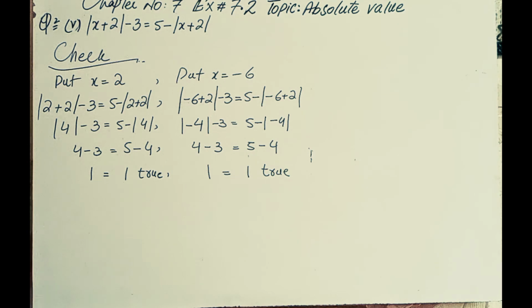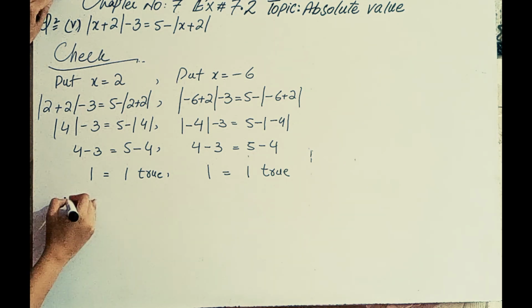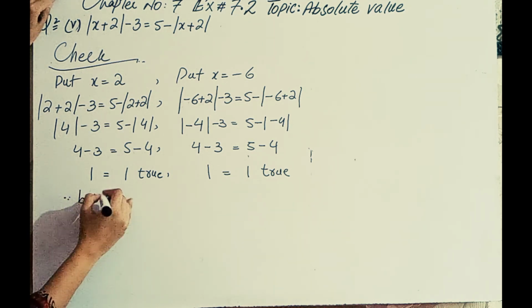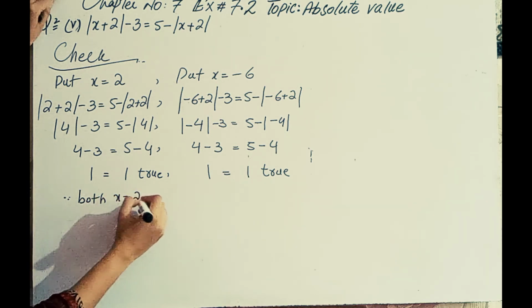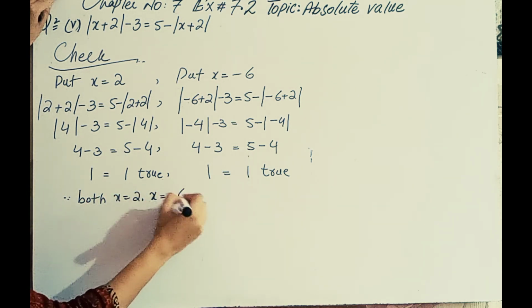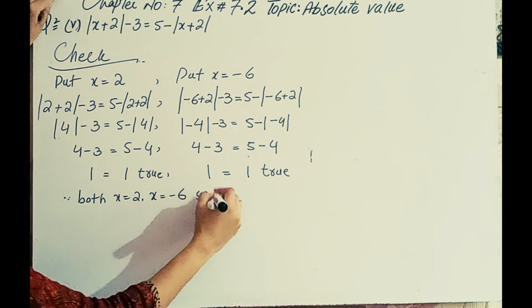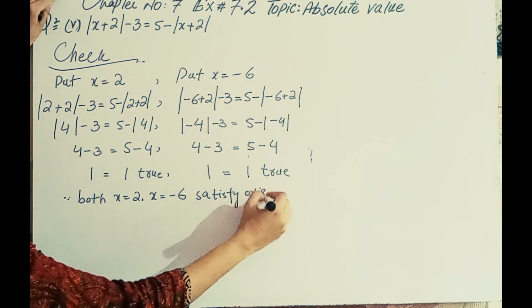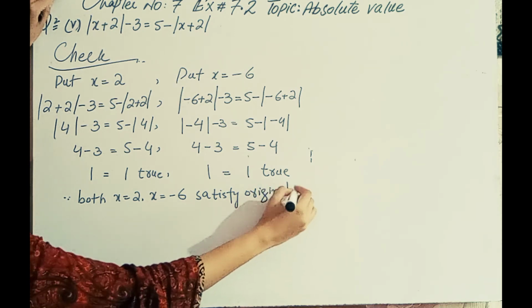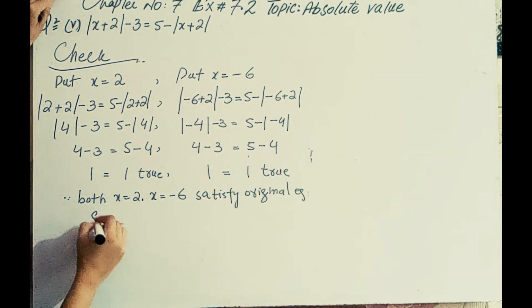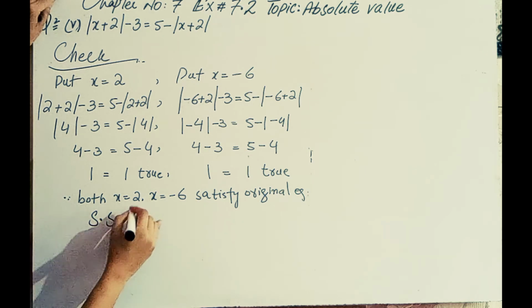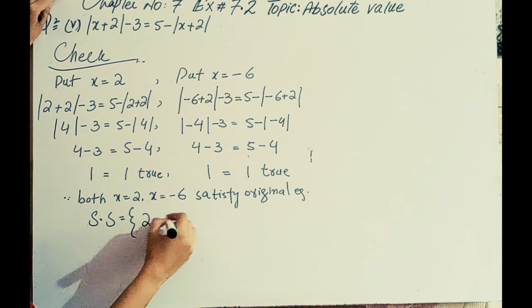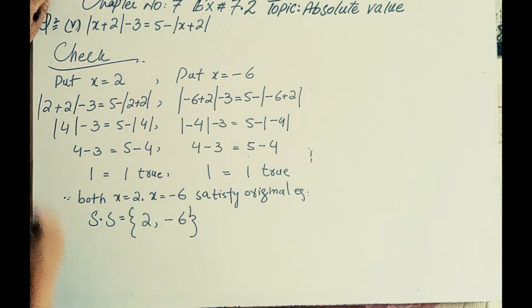They satisfy the equation. So here we write both x equals 2 and x equals minus 6 satisfy the original equation. So the solution set is 2 and minus 6.